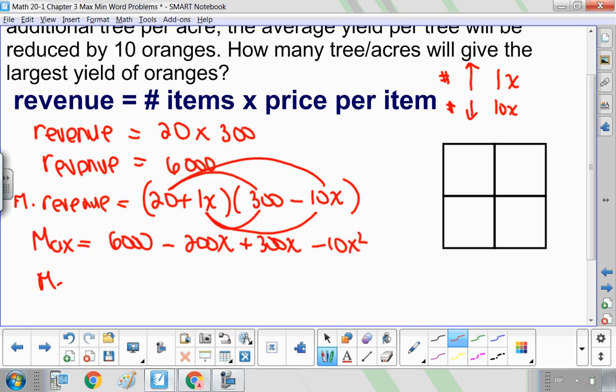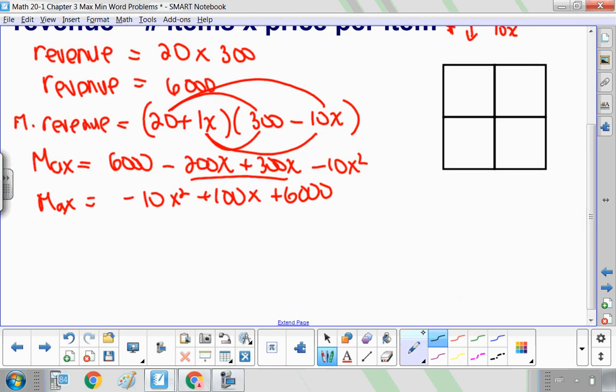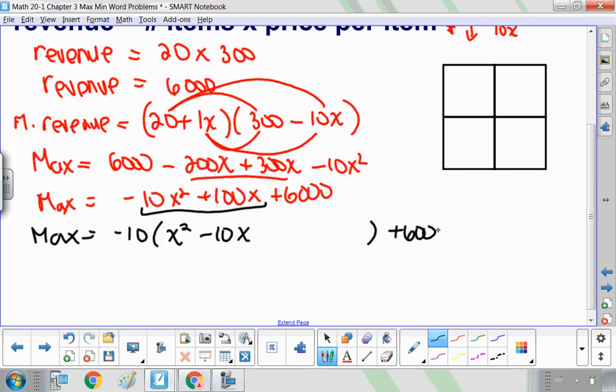So let's write this in descending powers of x. So that'll be negative 10x squared. Combine my like terms is 100x plus 6,000. So I'm ready to complete the square, and I want to do that by factoring out negative 10. So I do that just from my x terms. So negative 10x squared divided by negative 10 is x squared. 100x divided by negative 10 is negative 10x. Leave myself some space, plus 6,000.